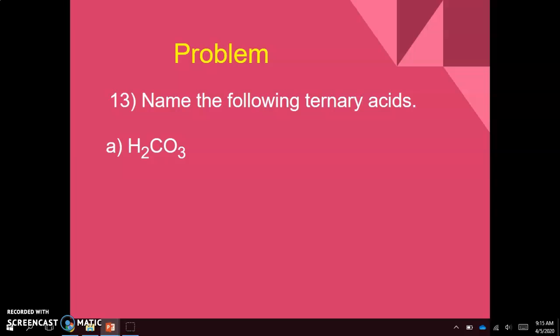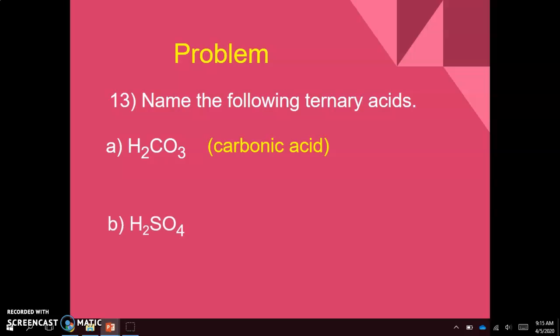Okay, so let's do a couple examples. So we're going to name these acids that contain oxygen. All right, so here we've got our hydrogen attached to our polyatomic ion. So CO3 is going to be carbonate, right? So ATE. So with the carbonate, we're going to change the ATE to IC, okay? So instead of having a carbonate acid, you're going to have a carbonic acid. Carbonic, IC, okay?